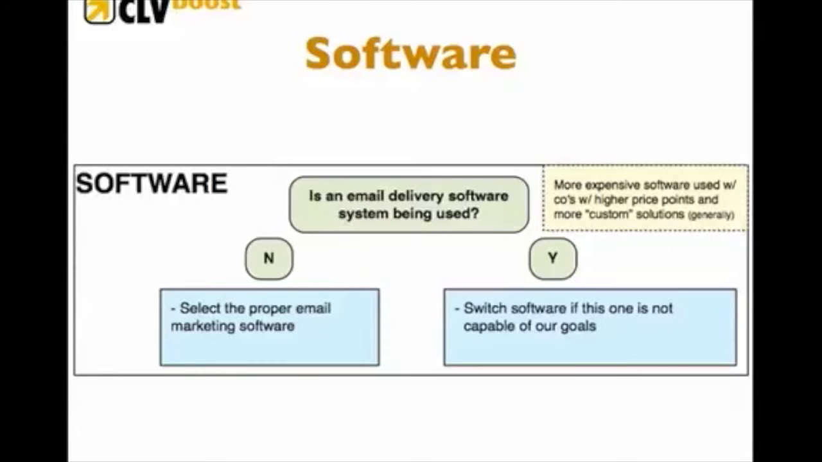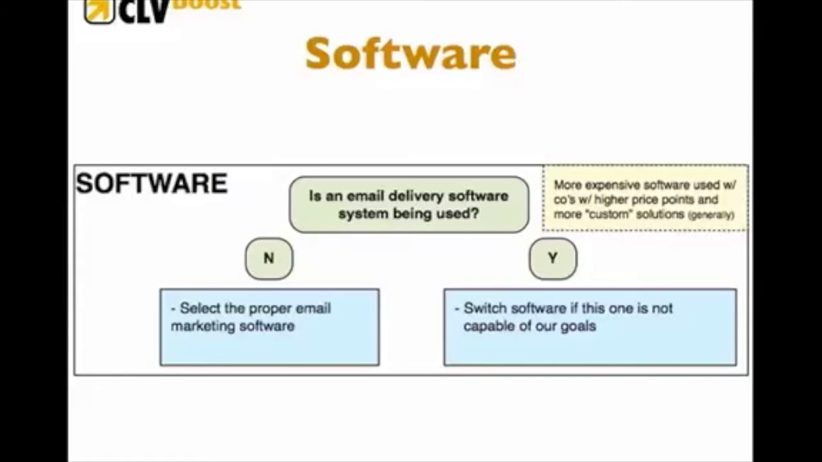So this is my if-then scenario, my yes-no scenario, my flow chart here when it comes to software: is an email delivery software system being used? And if the answer is no, well, holy goodness, we've got to select the proper email marketing software and sign this person up for it. They often won't know which one is best, and usually they'll go with MailChimp because it starts with a free trial, or some other software that doesn't really have the firepower to actually do anything related to making money with email, and so we'll want to guide them in the right direction.